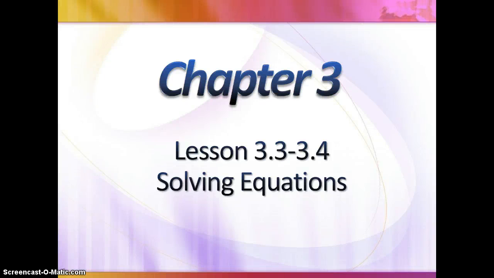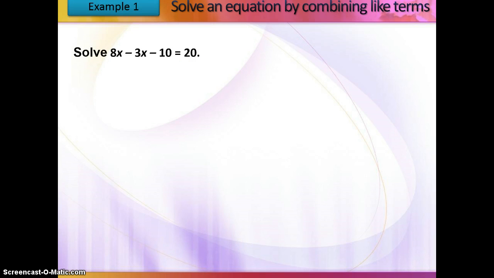Welcome to Chapter 3, Lessons 3.3 through 3.4, Solving Equations. In this first example, we're asked to solve an equation by combining like terms. We're given 8x minus 3x minus 10 equals 20.